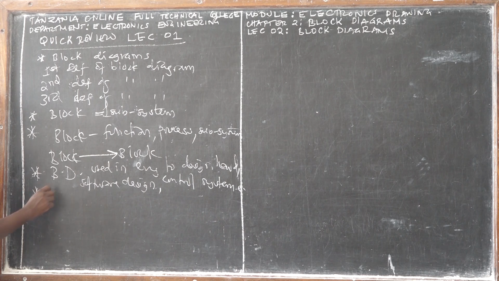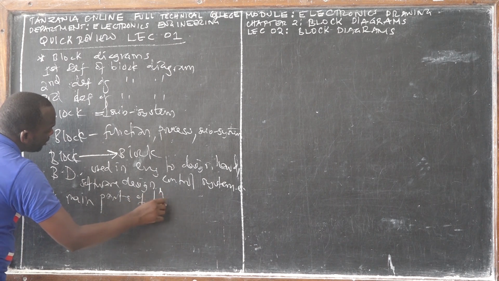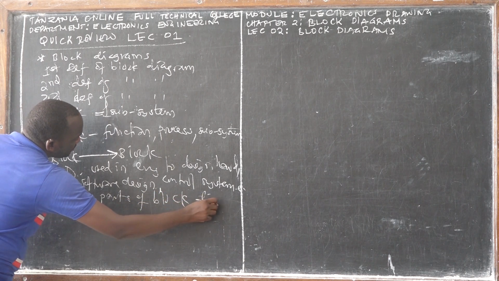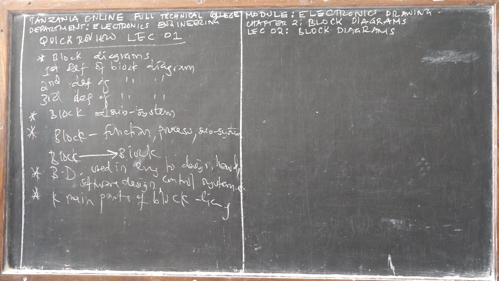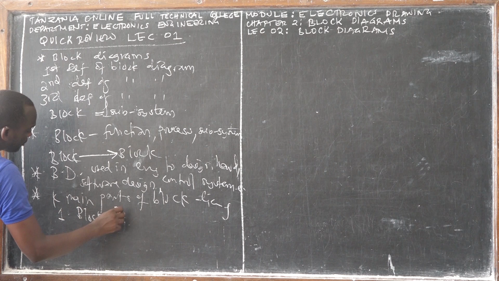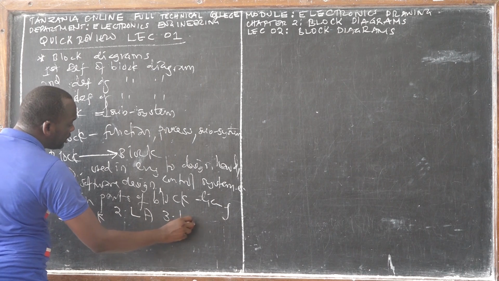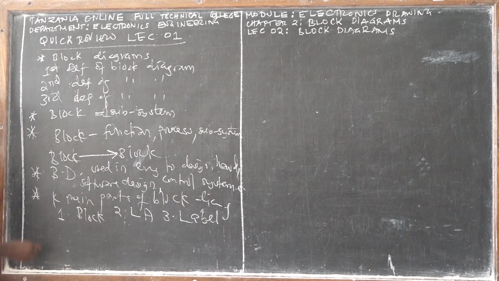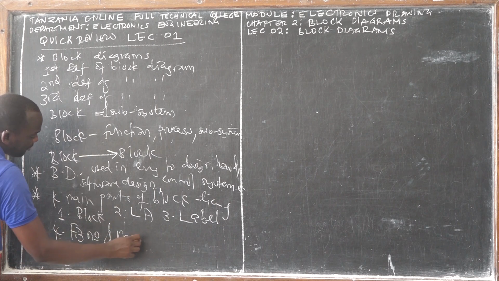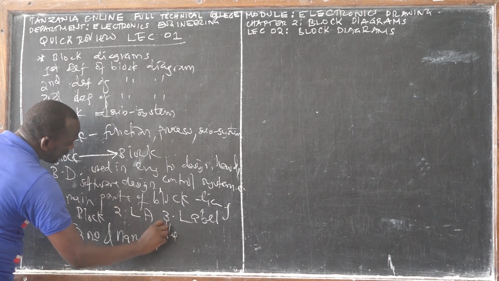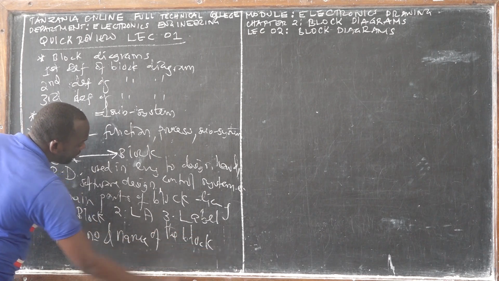Then I presented to you four main parts of the block diagram, the essential requirements for a block diagram to be called a block diagram. The first one is the block. The second one is the line with arrow. The third part is the label. The fourth part is the figure number and the name of the block, not the name of the block diagram, the name of the particular block.